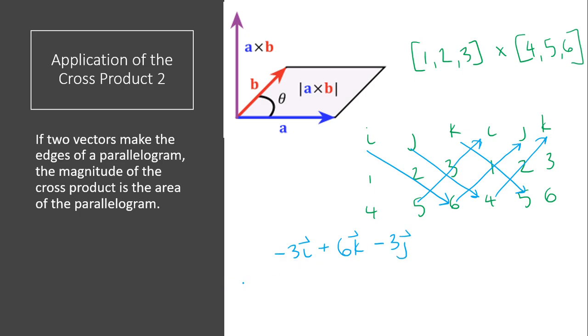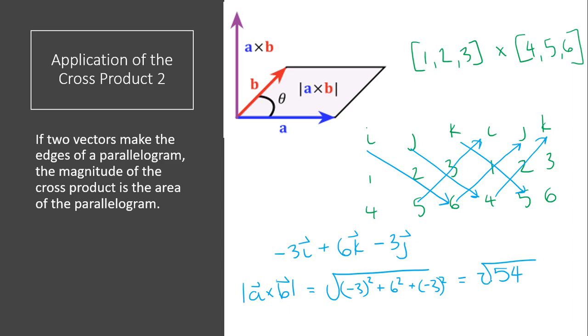So now I want to know the magnitude, remembering these signs always represent the magnitude. And we're just going to do the same old, negative 3 squared plus 6 squared plus negative 3 squared. Do all that math, and the area of that parallelogram is the root of 54, so 7 point something or other. So those are all the things I want you to look at for this vectors test. Hopefully it makes sense.